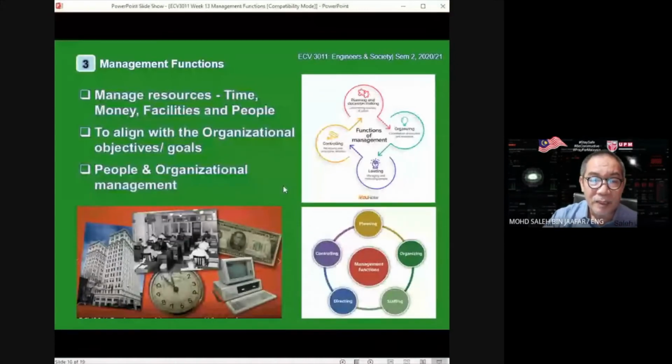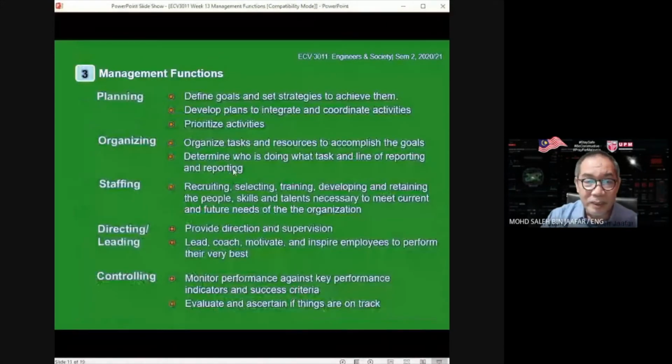Yeah? And the other thing that I want to highlight to you as well, that the management function would organize, from these 5 management functions, it would organize the people and also the organization. Yeah? So I do not want to repeat what has been said, but planning, organizing, staffing, directing, and controlling is a function. So if a manager does not plan, they are not a manager. If managers are not organizing, they are not managers.